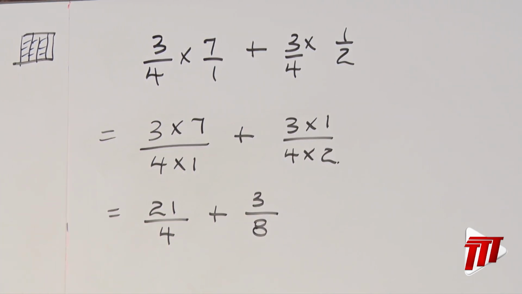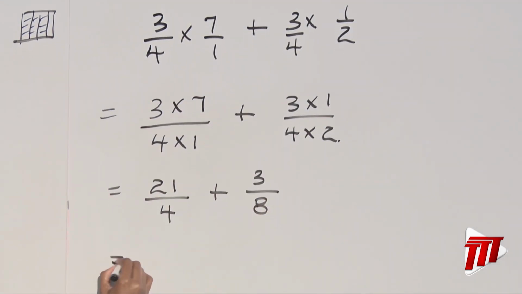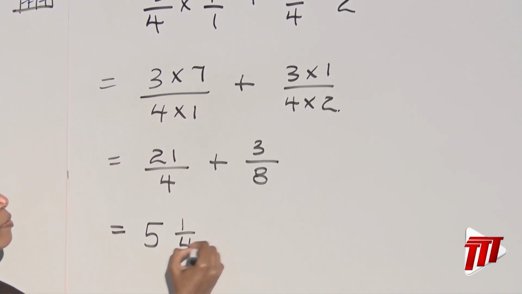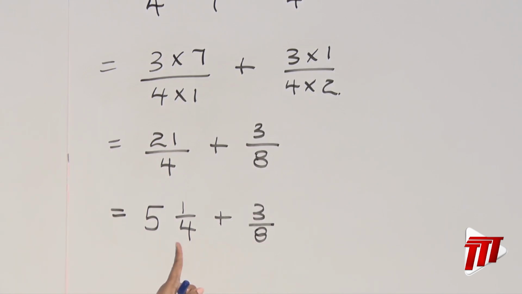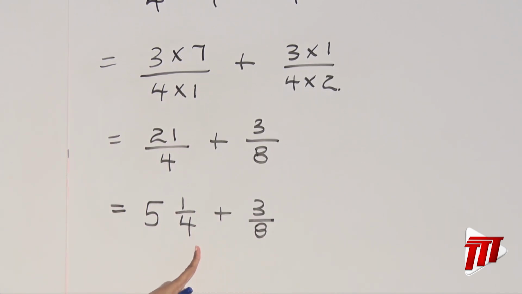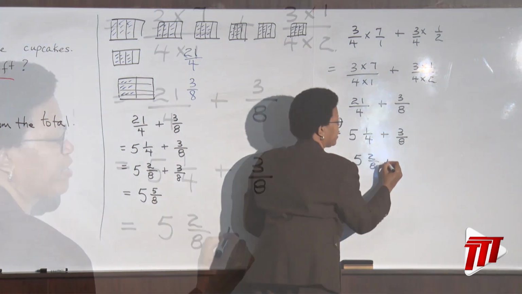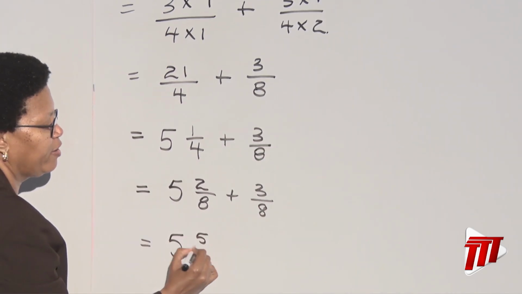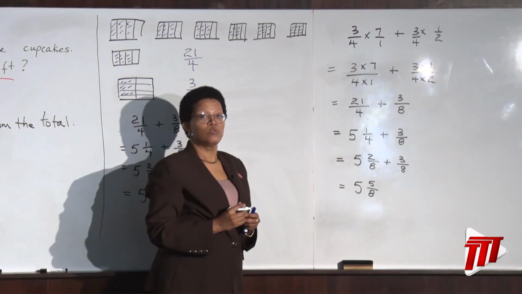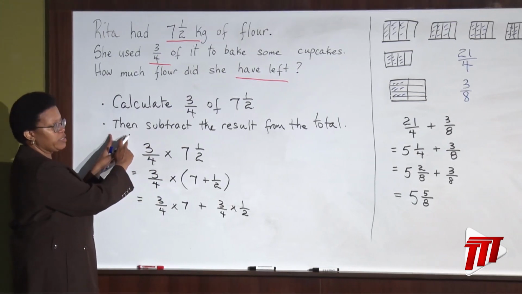Have we seen this before? Here it is. 21/4 is equal to 5 1/4. 5 1/4, we are looking at two fractions with different denominators. We can use an equivalent fraction for 1/4, which is 2/8. 5 2/8 added to 3/8 gives us a result of 5 5/8. We simply have one more step. What is it? Subtract the result from the total.